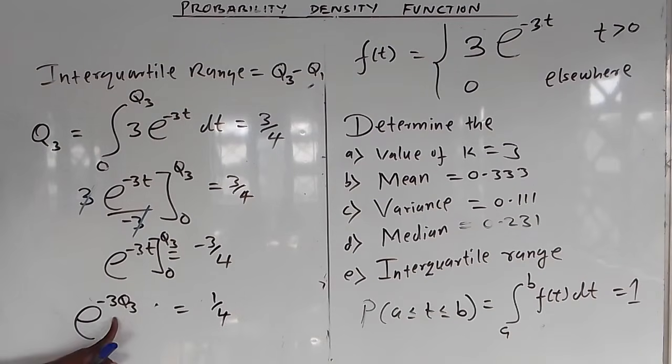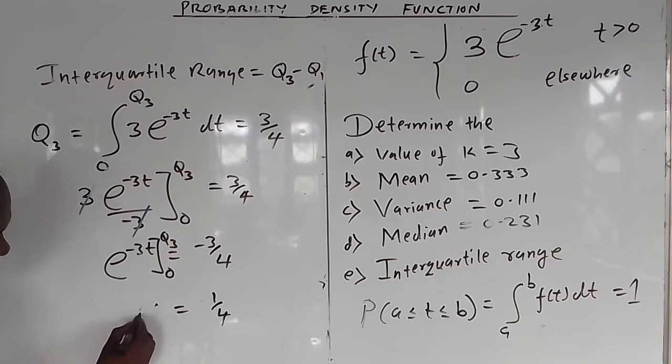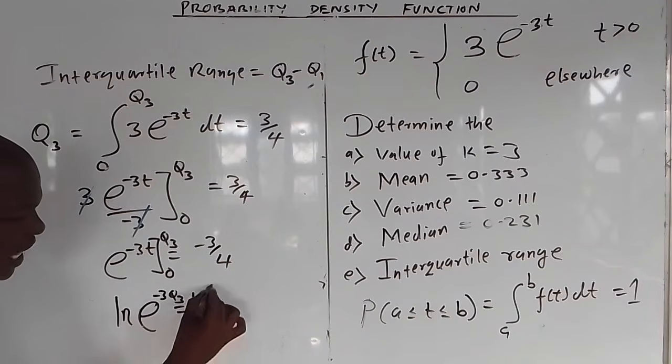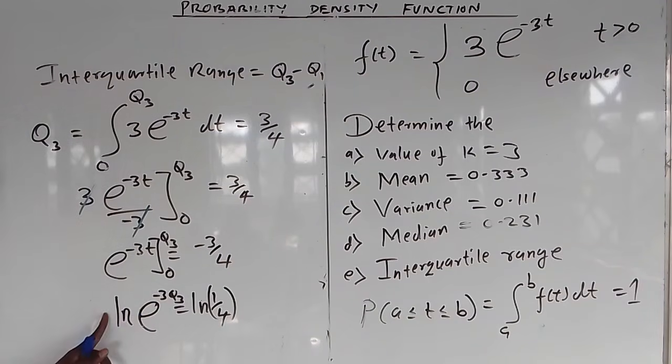So how do we get q? Here we have exponential negative 3q3, isn't it? See, we introduce ln, so you introduce ln on both sides. So this negative 3q3 becomes the coefficient, isn't it? Then ln of e is 1. So negative 3q3 is equal to what? ln of e is 1, ln of a quarter. What is ln of a quarter? Negative 1.386.